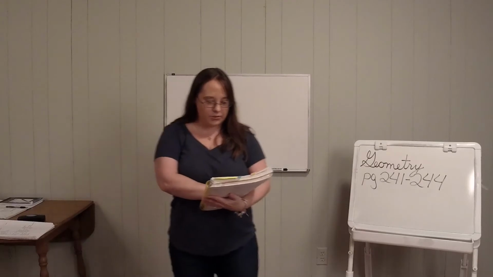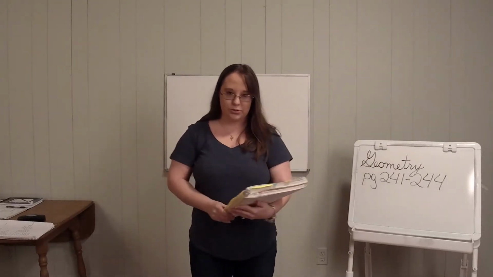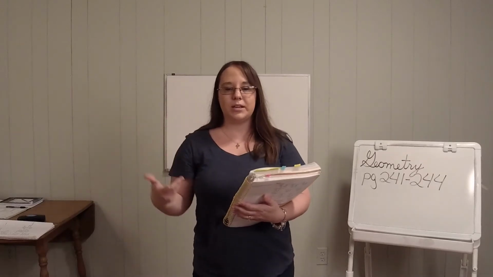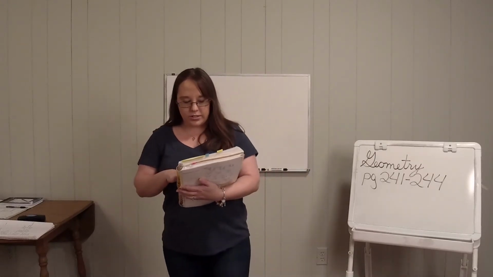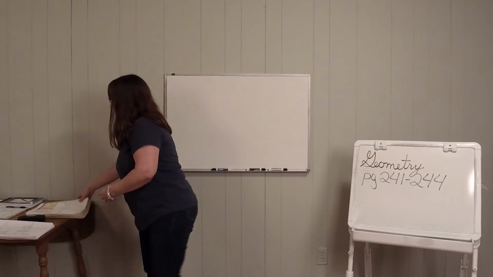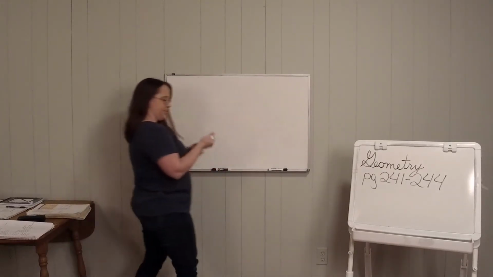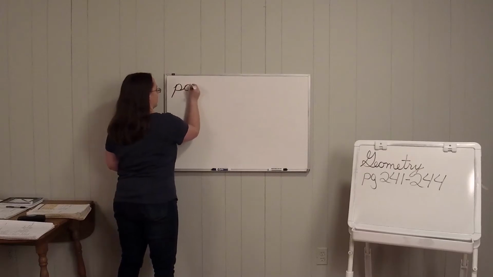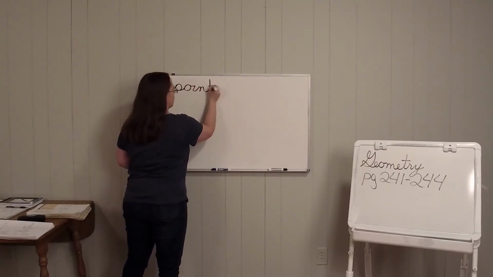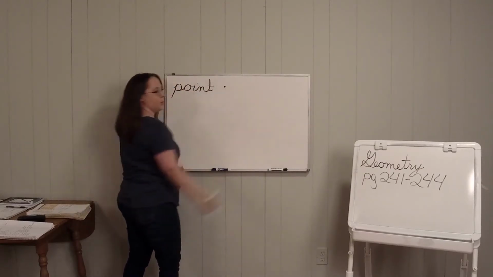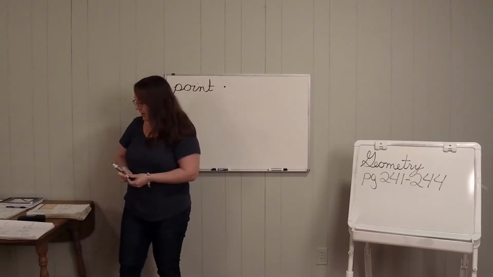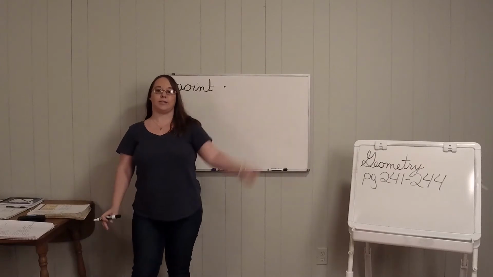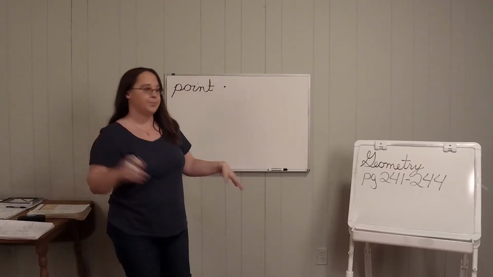Alright class, so if you look at your book on page 241, there's some terminology, some words you need to know what they mean and what they are. So the first word is point. That's a point. It's the same thing in your book. A point is represented by a dot. You can almost think like a period.